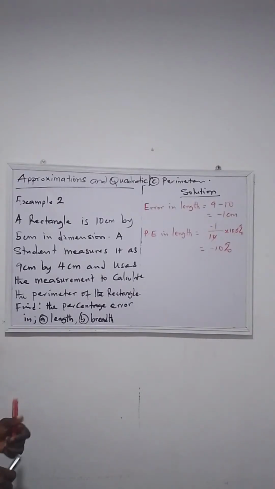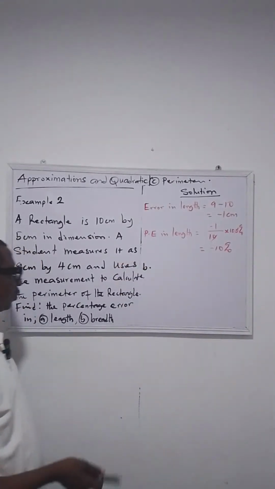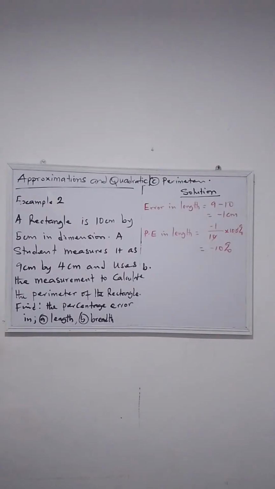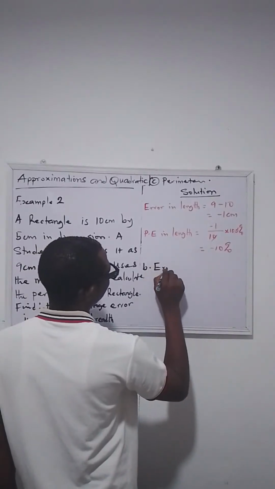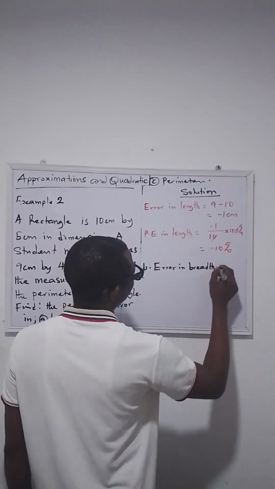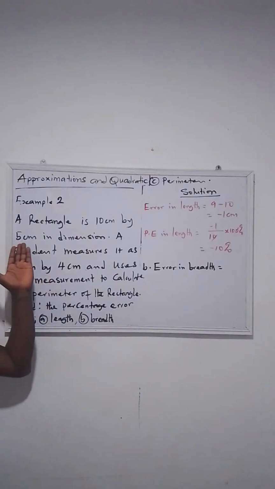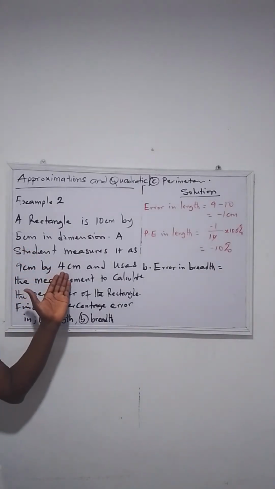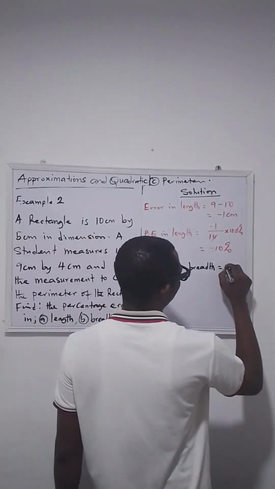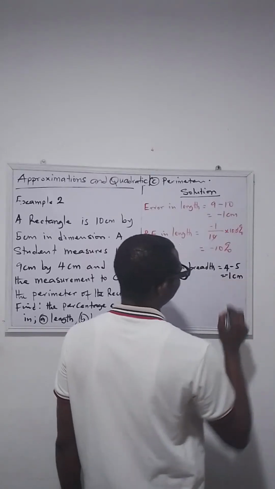Okay. All right. So now let's look at the second part of the question. So percentage error in breadth. So can you tell me what is going to be the error in breadth? So what's going to be error in the breadth of the rectangle? So the actual measurement is 5. Estimated is 4. So what do you do? You subtract. You have 4 minus 5. And that is 1 centimeter, negative 1 centimeter.